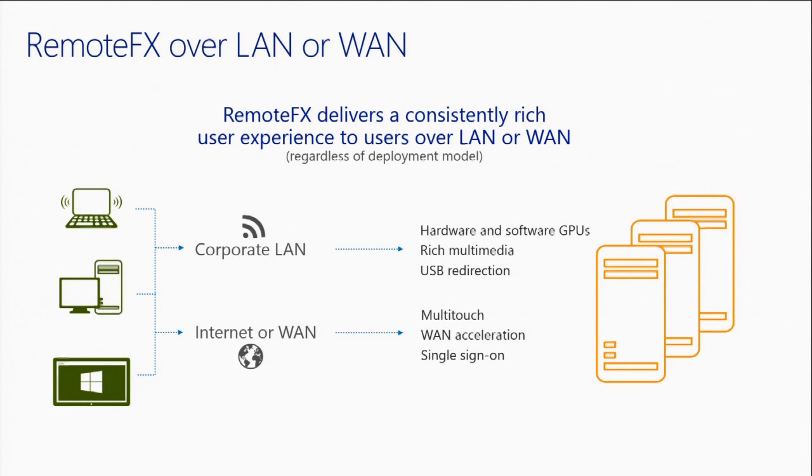So there's a few ways we do it. Let me talk about the LAN and WAN experience. People always said that the RDP protocol was a good protocol on the LAN. It wasn't great in WAN environments. And people looked at things like Citrix ICA for that.